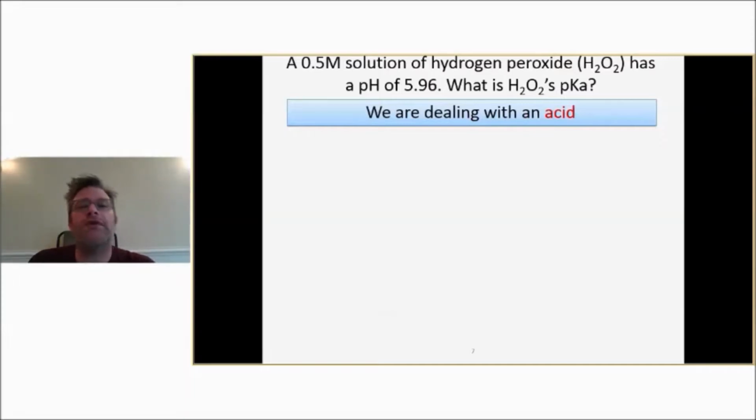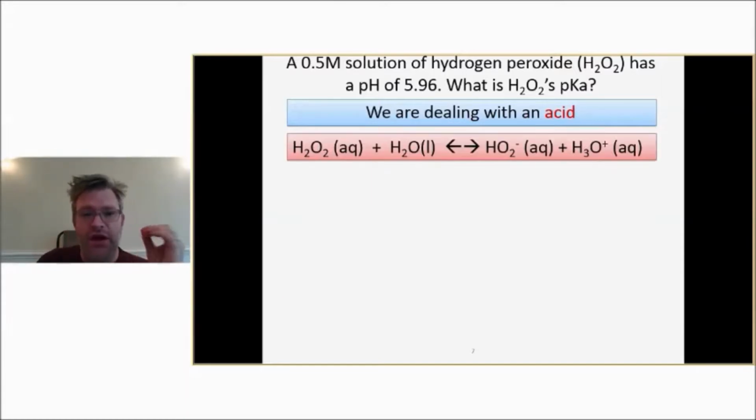We don't normally think of it as an acid because it is so reactive that it reacts before it has a chance to be acidic. But it is an acid. It does have a pKa if we can keep it from reacting. So we're dealing with an acid because we're talking about pKa. So what do we know?